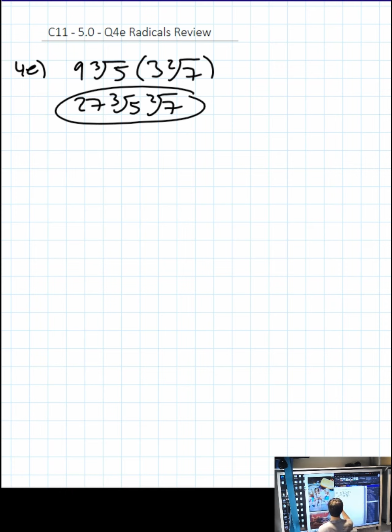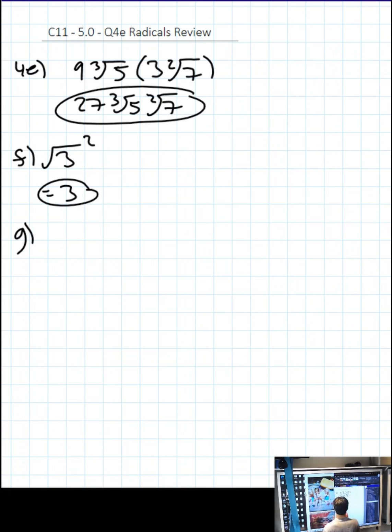Okay, we have 4F. So we have the square root of 3 squared. So the square and the square root just cancel each other, equals 3. Circle your answer. So that was just a little question to show you, to make you think the way we want to be thinking in radicals. A square root cancels a squared.